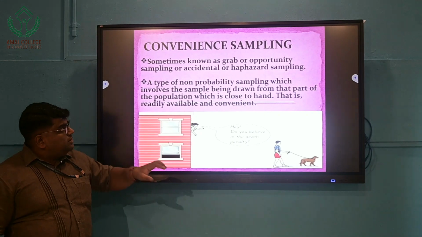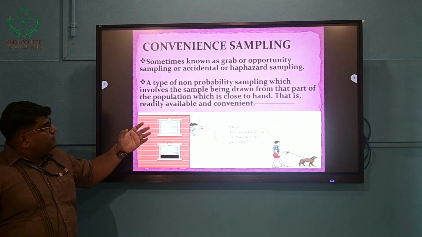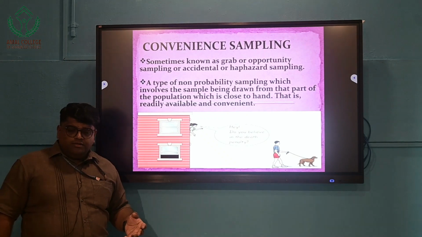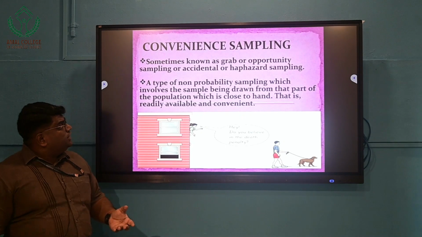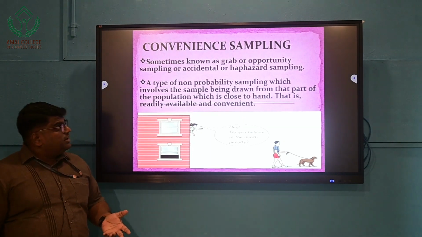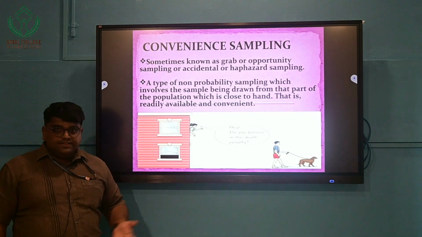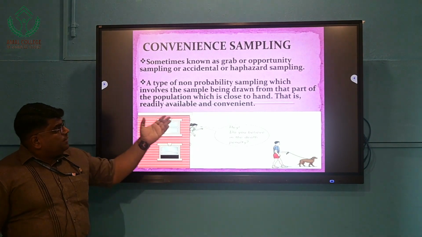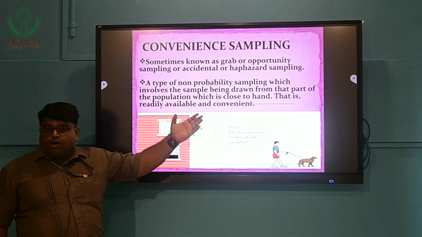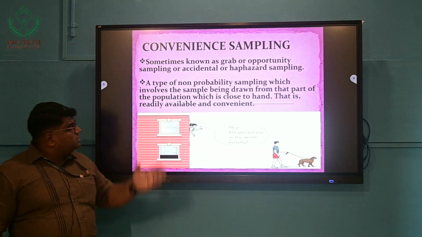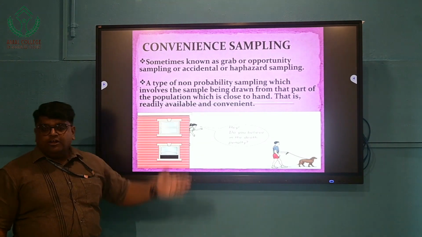Again, we can have lots of examples, but if you look into convenience sampling more thoroughly, it is sometimes known as grab or opportunity sampling, accidental sampling, or haphazard sampling. There are lots of different names for convenience sampling. It is a type of non-probability sampling which involves the sample being drawn from that part of the population which is close to hand, that is, readily available and convenient.